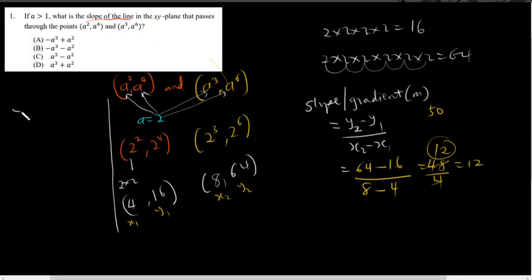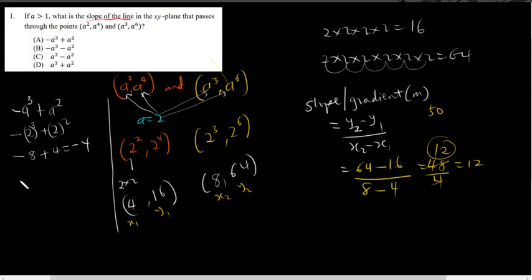I have negative a to the power 3 plus a squared. So there is negative a to the power 3, that is negative 2 to the power 3 here, and I have 2 to the power 2. So I have negative 8 plus 4, and that gives negative 4. So the A gives negative 4, and that is incorrect.